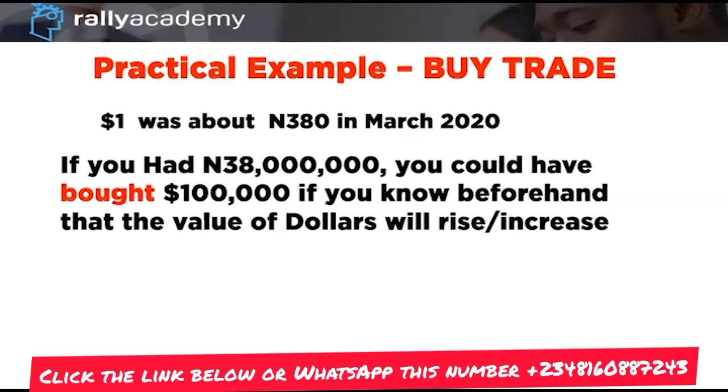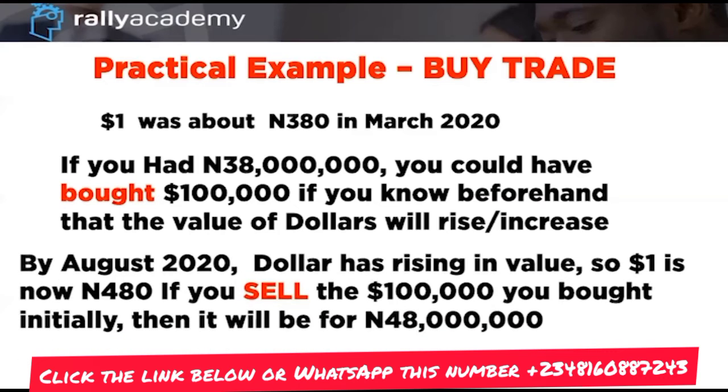So after you bought, you left it, and some months later, by August of 2020, the value of the dollar had risen. And in August, you remember, $1 was as high as 480 naira. So now you bought initially at 38 million at the rate of 380. Now the price is at 480, and you want to sell. Selling now, it is exchanged back to you at 48 million.